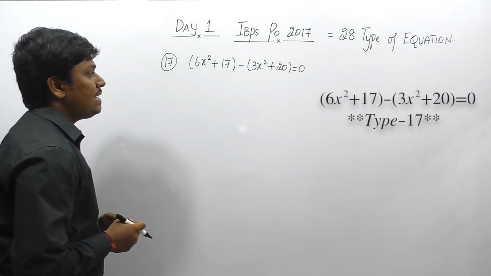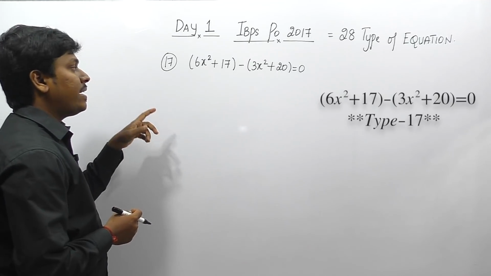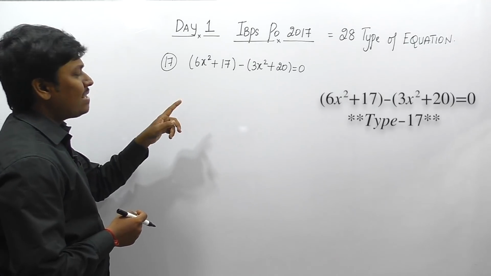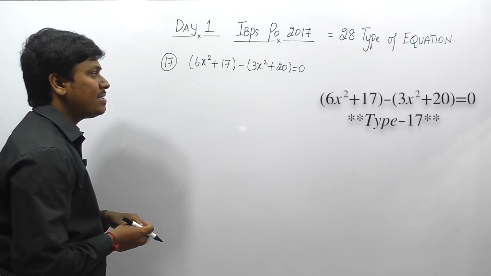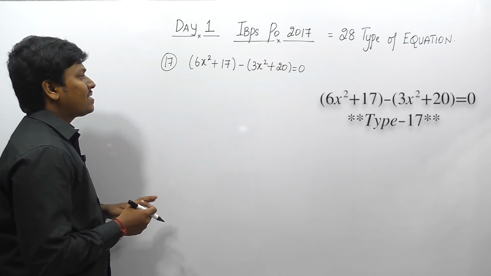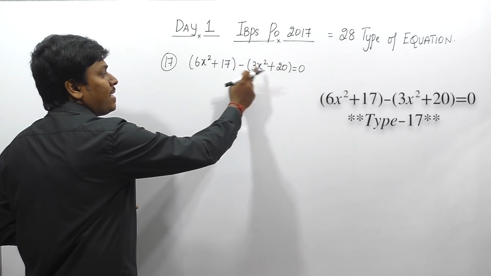Type number 17 equation. 6x square plus 17 minus of 3x square plus 20 is equal to 0. So first of all, let me do one thing, we can multiply this minus to both the terms, right?